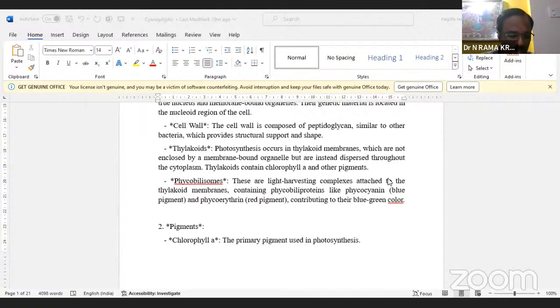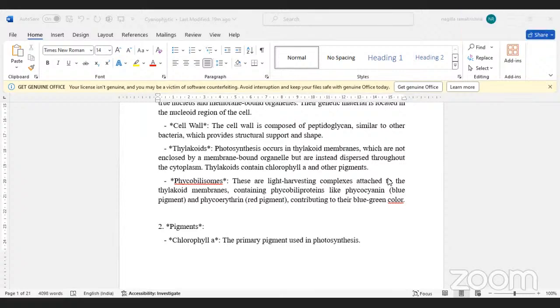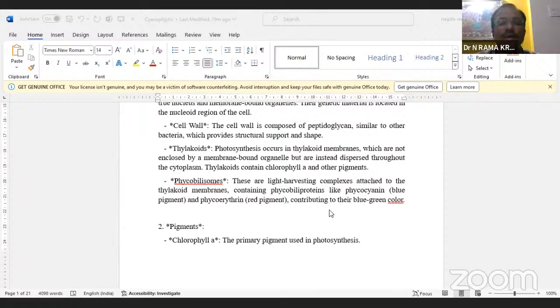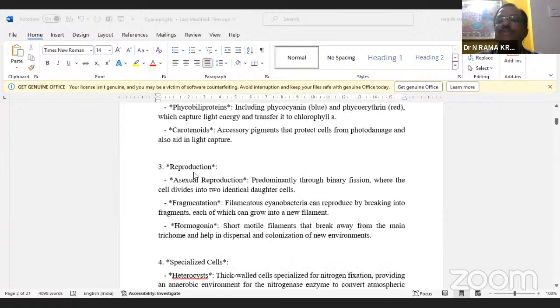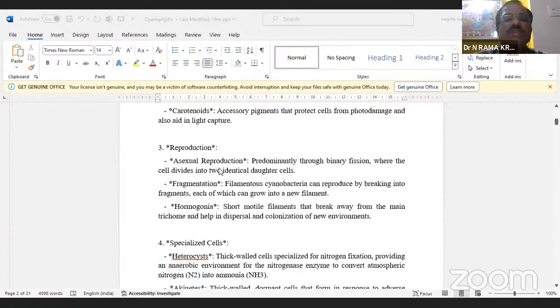Next one, reproduction systems. Before going to reproduction systems, how many types of reproduction system are there in algae? Please tell me, anybody? Three types. Yes, very good. Now you see here, in the reproduction system we have three types: the vegetative reproduction system, the asexual reproduction system, and the sexual reproduction system. We see these in cyanophytic algae.